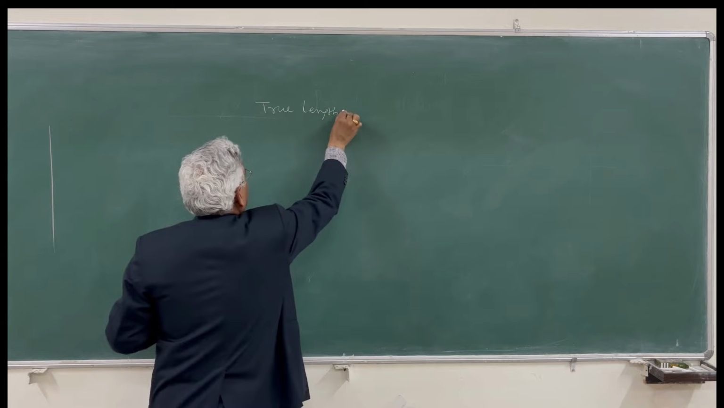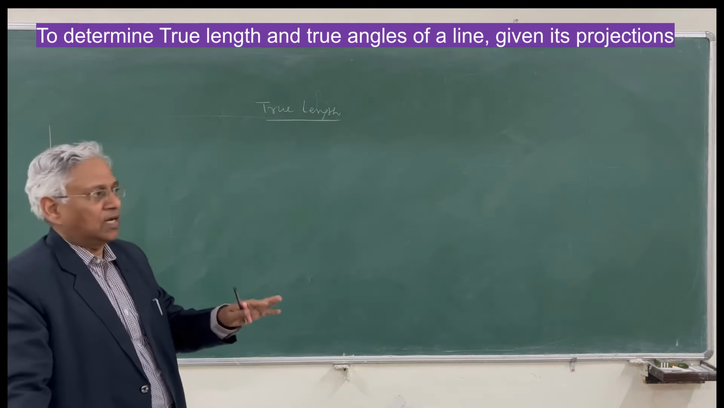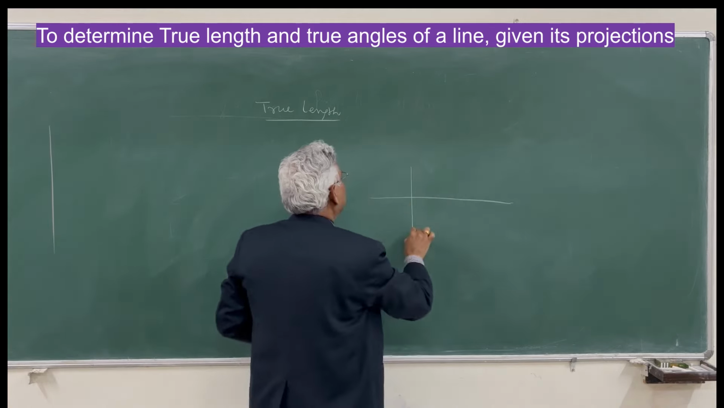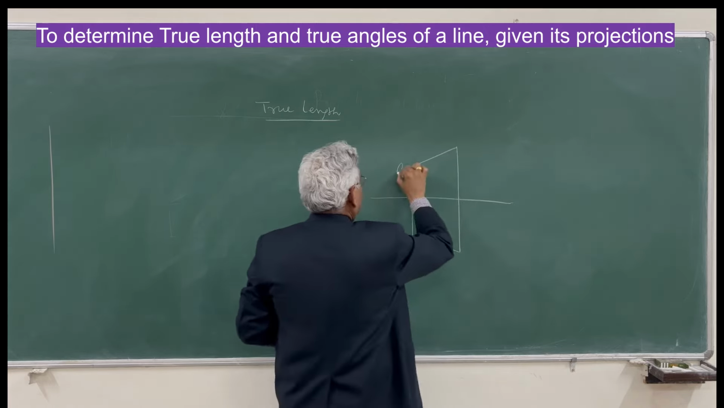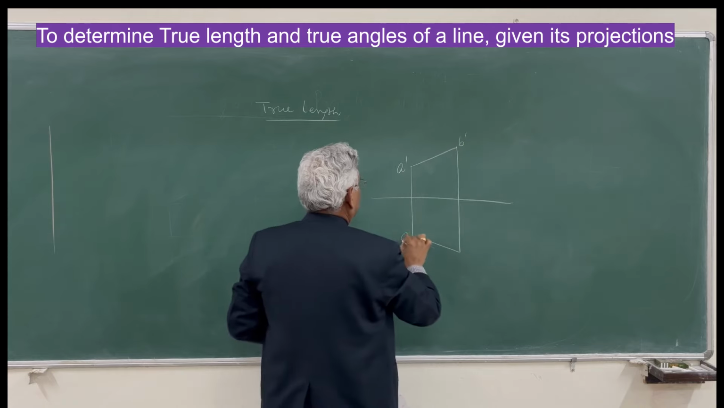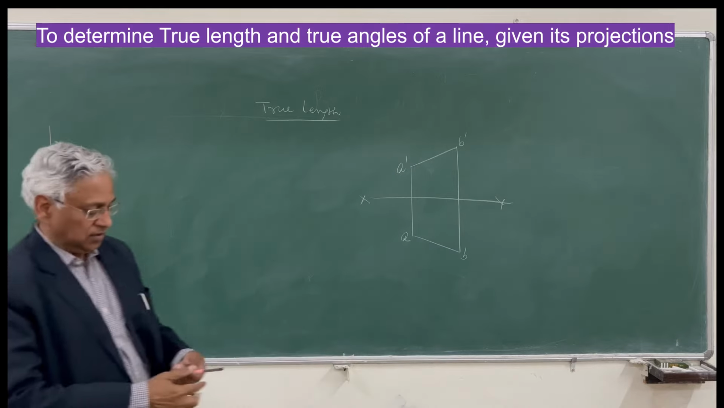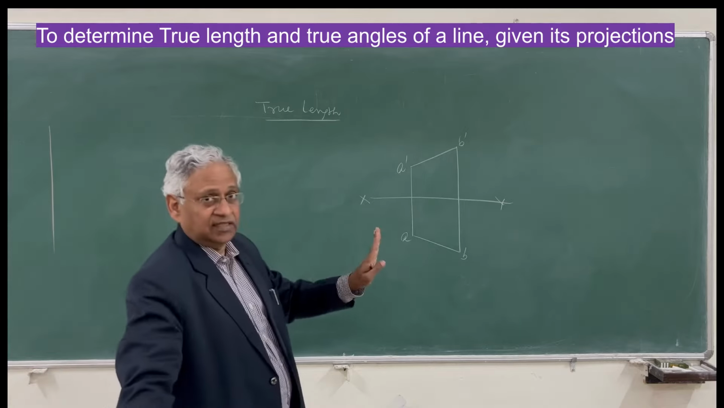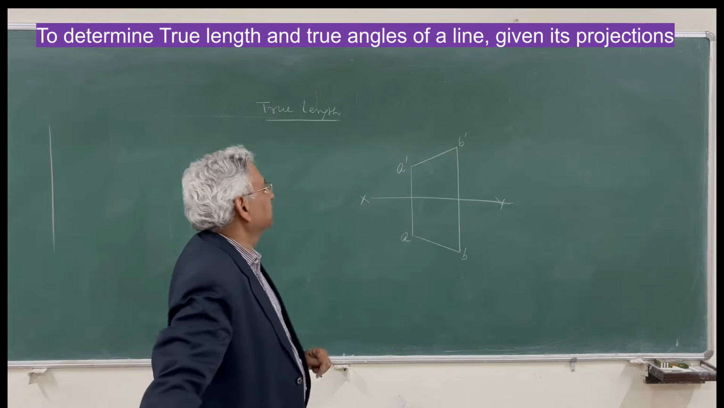True length of a line. How to determine the true length of a line if projections are known. Let us say a line AB which is inclined to both the reference planes, A dash B dash, AB. Projections are known and the question is to find its true length, theta and phi, and also traces. Traces you can find, as I told you, from the projections.